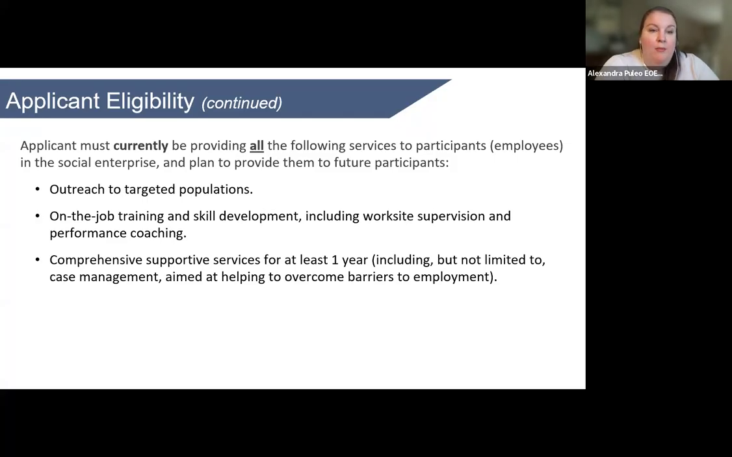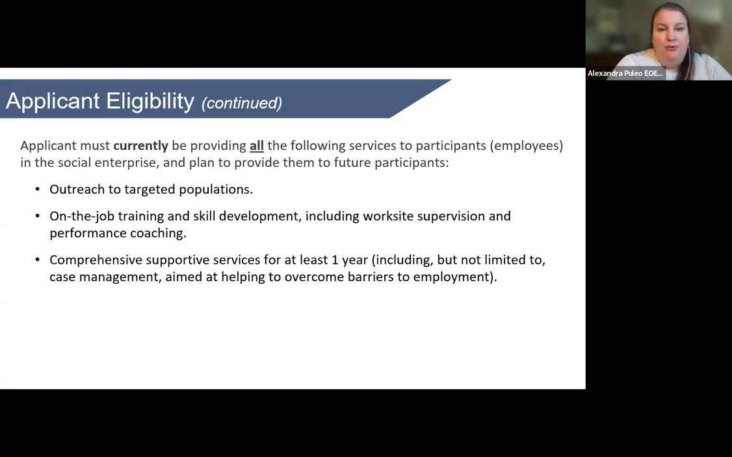Applicants should be providing comprehensive support services for at least 1 year, including but not limited to case management, aimed to help overcome barriers to employment. So we're talking about working with populations that are particularly difficult to retain or employ. And so we want to make sure that we're providing comprehensive support services that will keep those folks engaged and keep them making strides towards potential other workplace advancement.